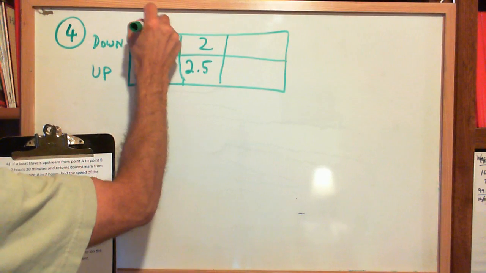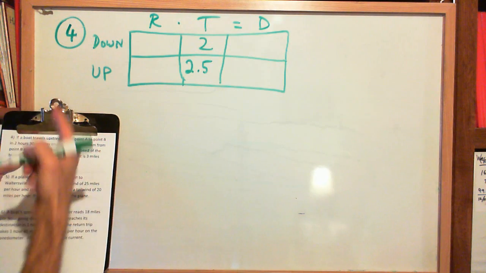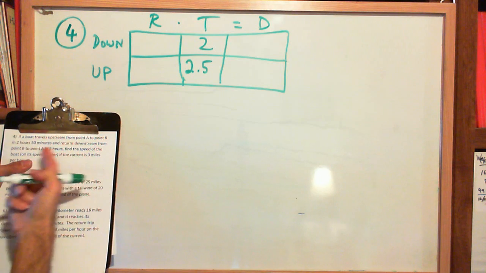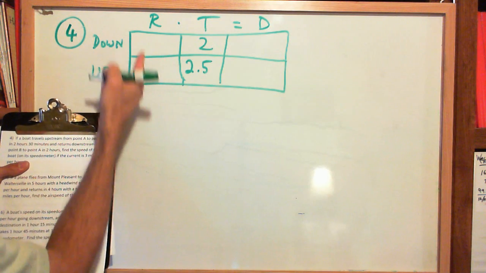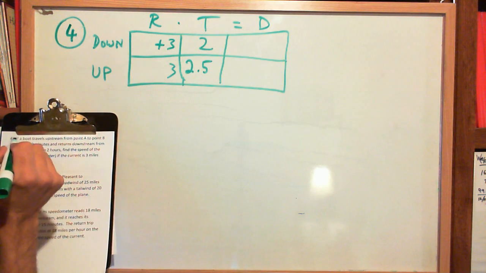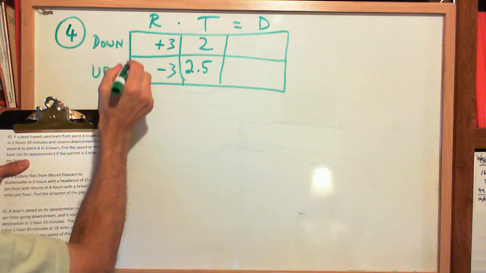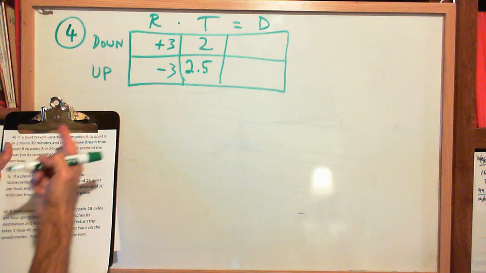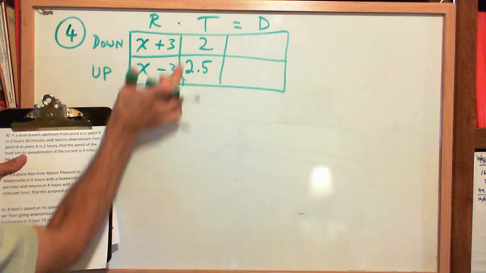All right, this is my rate, my time, my distance. This is number 4. Find the speed of the boat if the current is 3 miles. My current is here, my boat speed is here, so I do 3, 3. When I go downstream, I'm adding. When I go upstream, I'm subtracting the current, right? The current is slowing me down. I'm supposed to find the speed of the boat. That's x. I have now filled in these 2 columns.